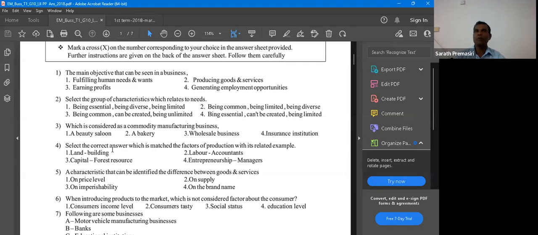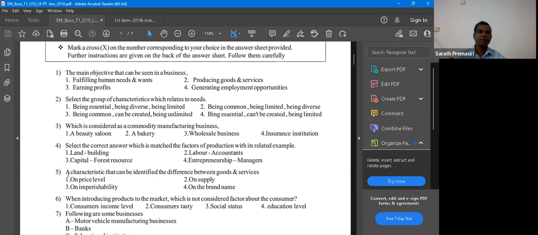Land, building, raw materials. Capital. Labor, accountant. Capital, forest resource. Entrepreneurship, manager. The answer is number two. Number two is the answer, the labor, accountant.